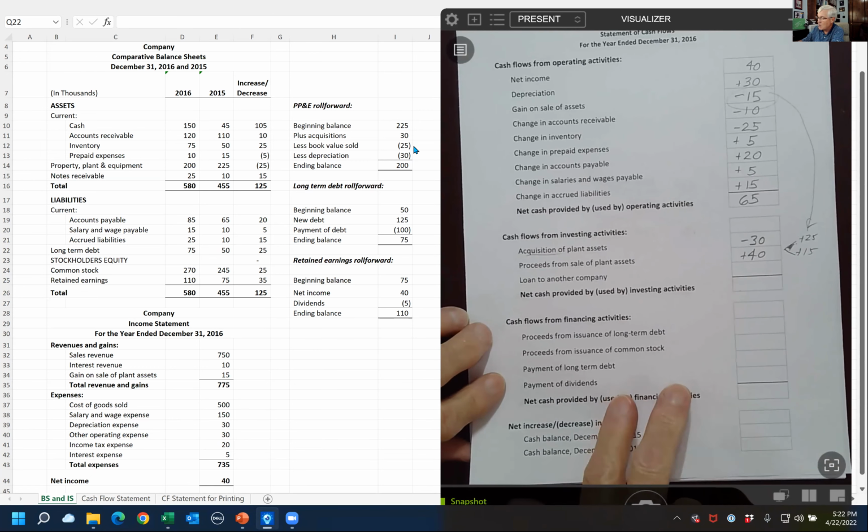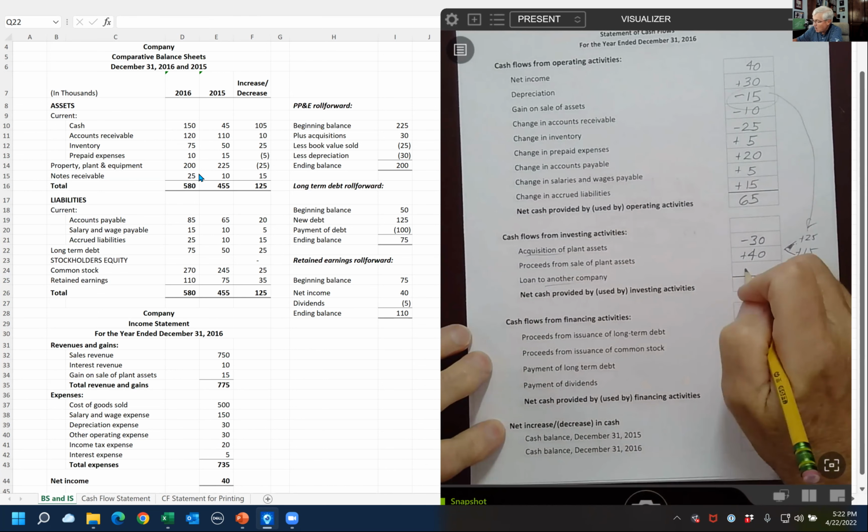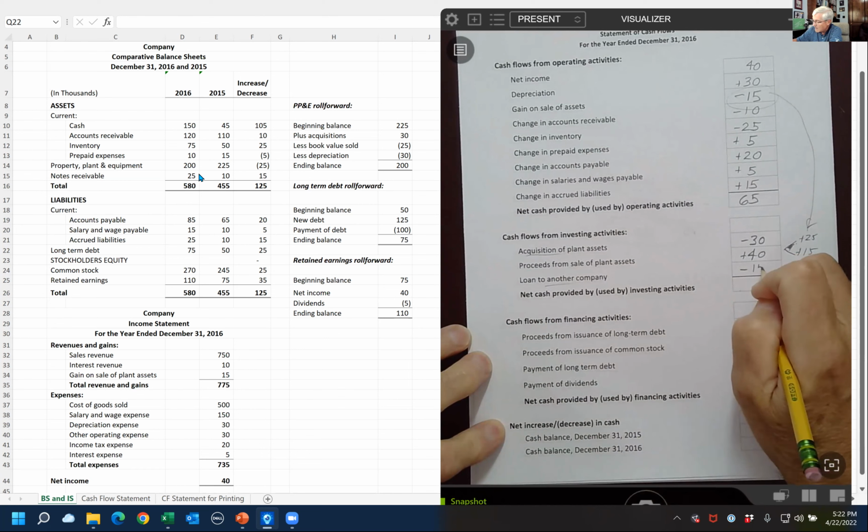And it says here, loan to another company. Let's see, I don't know if we have that. Oh yeah, look, we've got a long-term note receivable. How do I know it's long-term? Well, it's listed down here with the long-term assets. If it was a current note receivable, it would be up here. And so that note receivable increased by 15. And we know, we'll just use my logic, assets go in the wrong direction, minus 15.